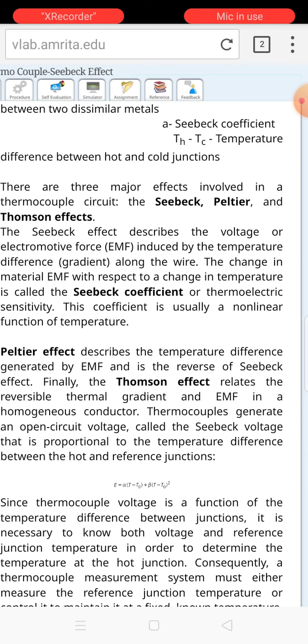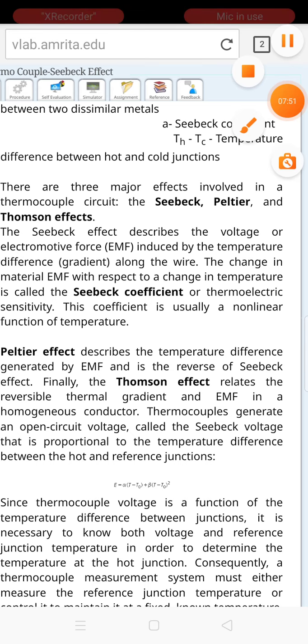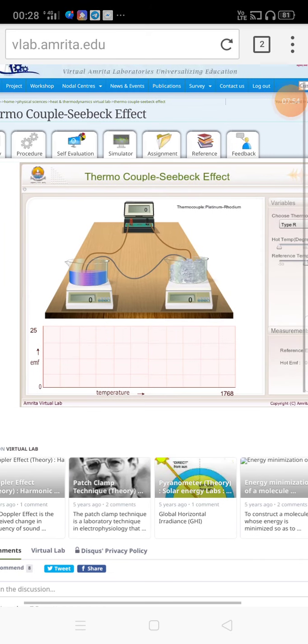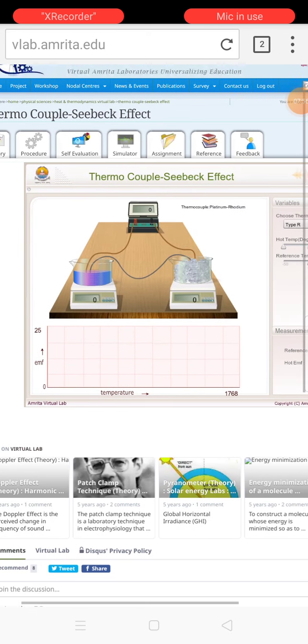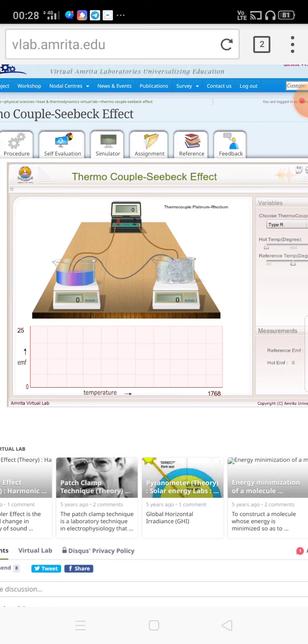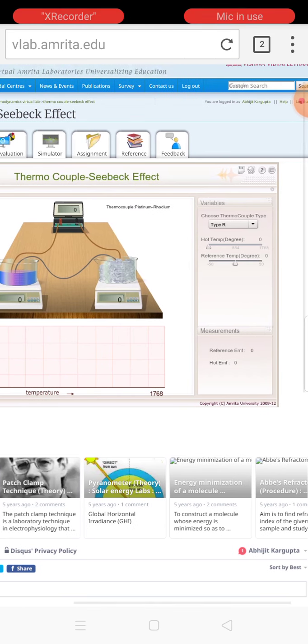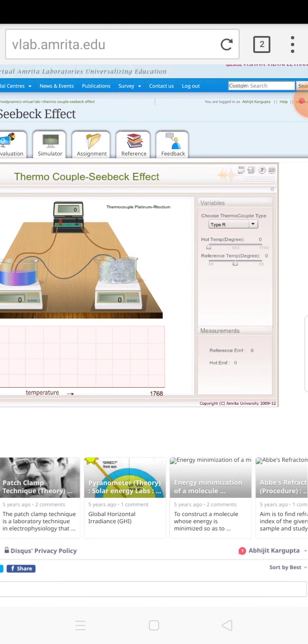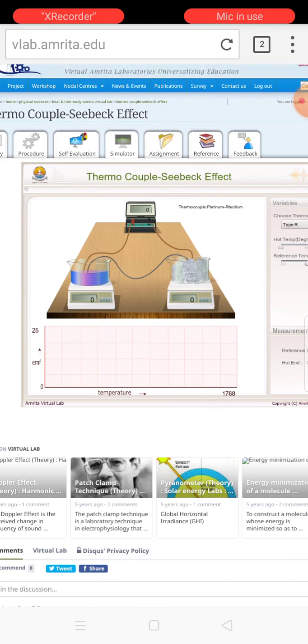But for each type, the name of the thermocouple is known, and for junctions to create one of the junction voltage, one junction will be held at hot conditions and another at cold conditions. Now, I have installed the simulator by clicking on the simulator, but I used the Puffin app which is installed in my mobile phone.